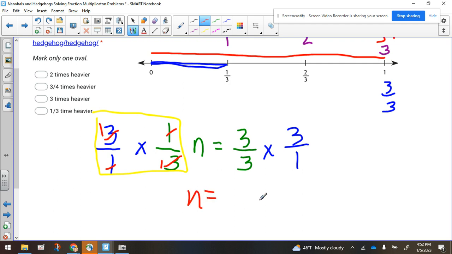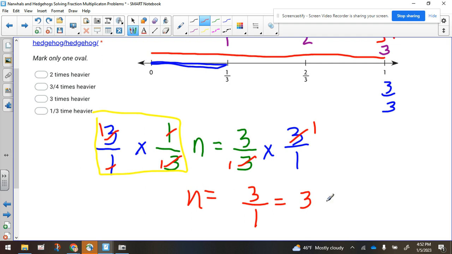So now the only thing we have to do here is we just have to simplify this and figure out which one of these choices it is. So let's take advantage of the fact that we can simplify here. Divide by 3, get 1. Divide by 3 and get 1. And 3 times 1 would be 3. 1 times 1 would be 1. And 3 divided by 1 would still give us 3.